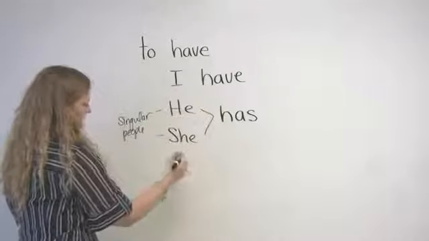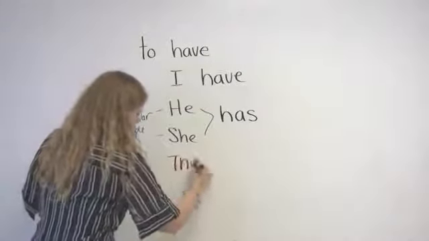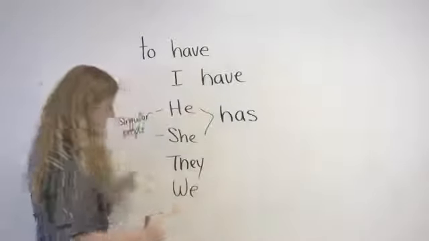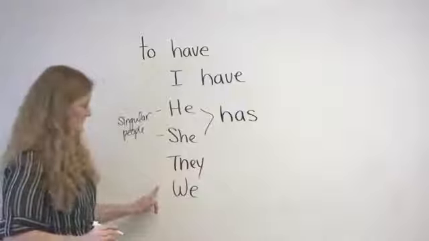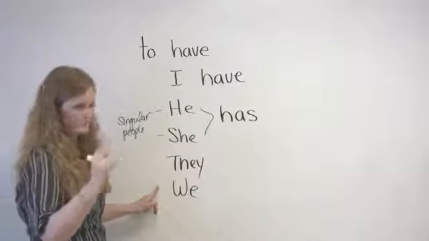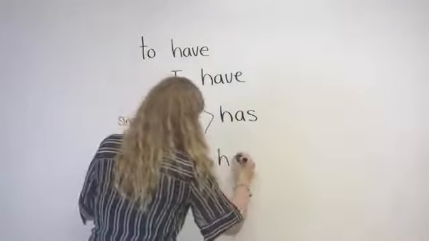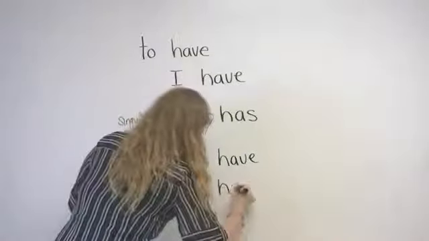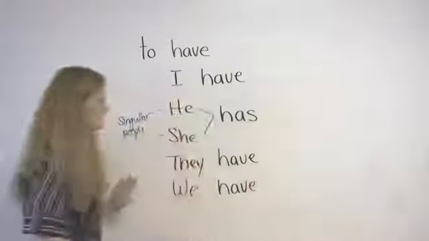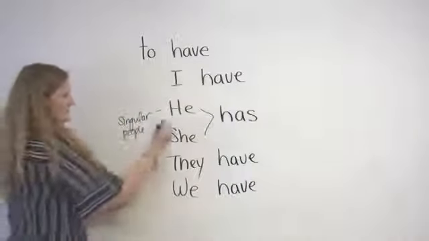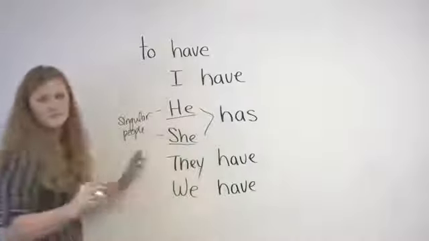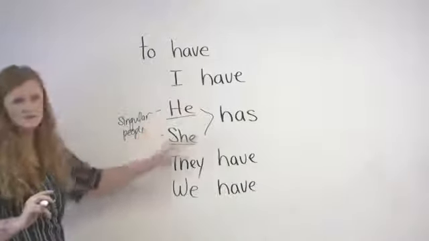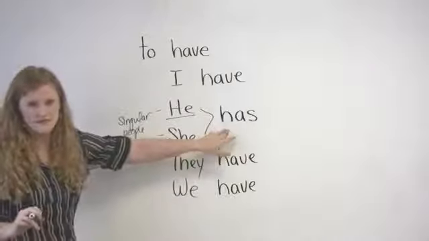I, he, she. Then we have they. And the last one is we. Both they and we are two people, at least two people. We can say they have and we have. Okay? So the very difficult and the most important ones to remember here are if it's a singular person, he or she, we need to change the verb to has.